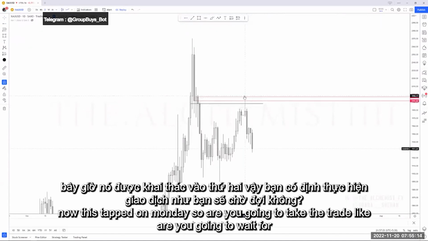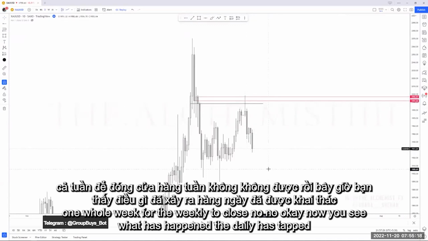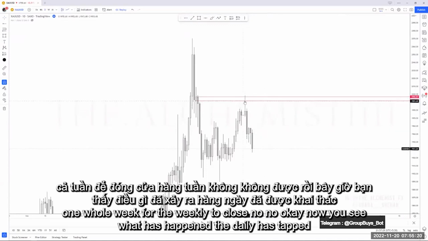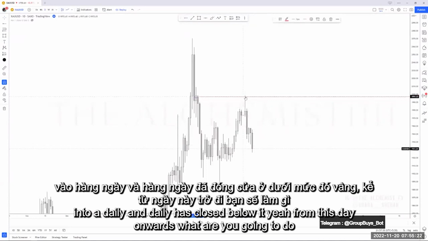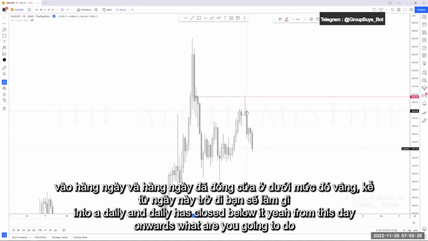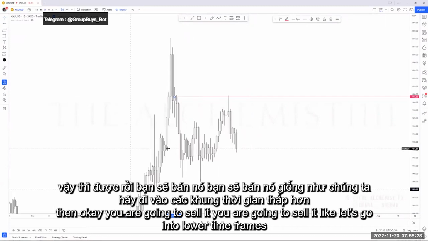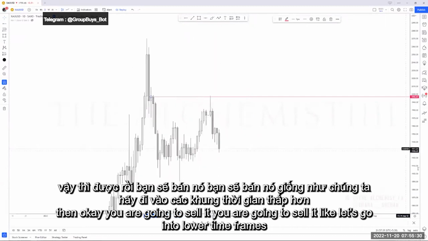See, now this tapped on Monday. So are you going to take the trade? Are you going to wait for one whole week for the weekly to close? No. Now you see what has happened. The daily has tapped into a daily and the daily has closed below it. From this day onwards, what are you going to do? Sell it. You are going to sell it.